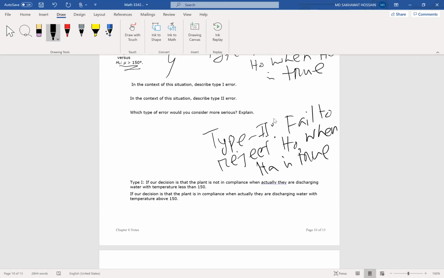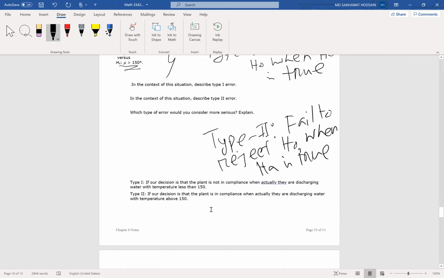We are saying they are in compliance, but actually they are not. So what we are doing here actually, we fail to reject the null when the alternative is true. So that means this is a type 2 error.